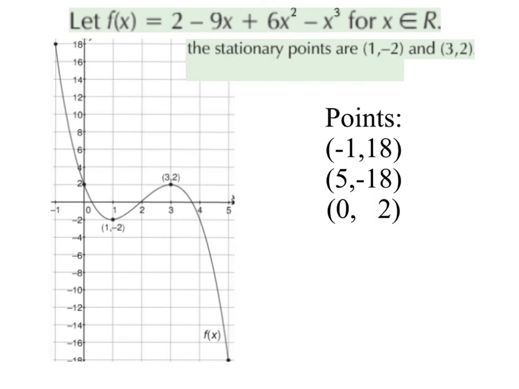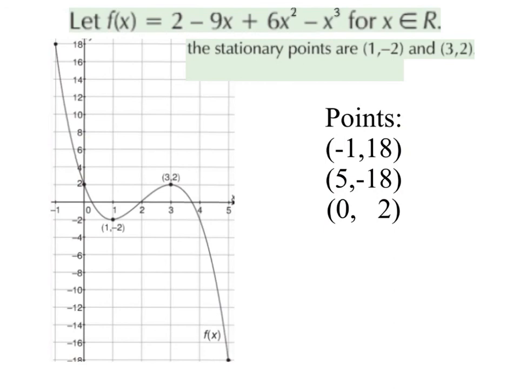So the points that we found were minus 1, 18. So I'm going to go to minus 1 on my x-axis and 18 on my y-axis and plot that point there. So that's the point minus 1, 18. I also had 5, minus 18. So I go to 5 on my x-axis, minus 18 on my y-axis, and join them up to get that point there. So it's the point 5, minus 18. I also have the point 0, 2. So I go to 0 on my x-axis and 2 on my y-axis. So that's that point there.